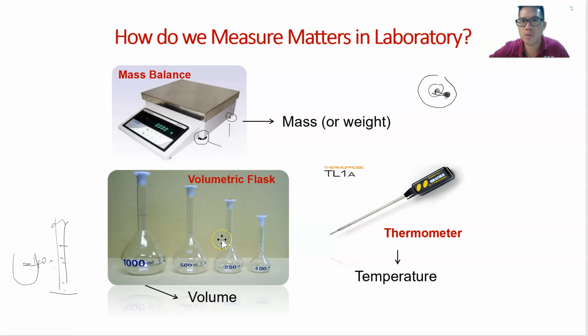The measuring cylinder is still okay, but the best is the volumetric flask. Thermometer, you've got this one, or infrared. With the sharp one, you can poke inside and measure the internal temperature. Very important in terms of food product safety, because you need to measure the internal temperature.